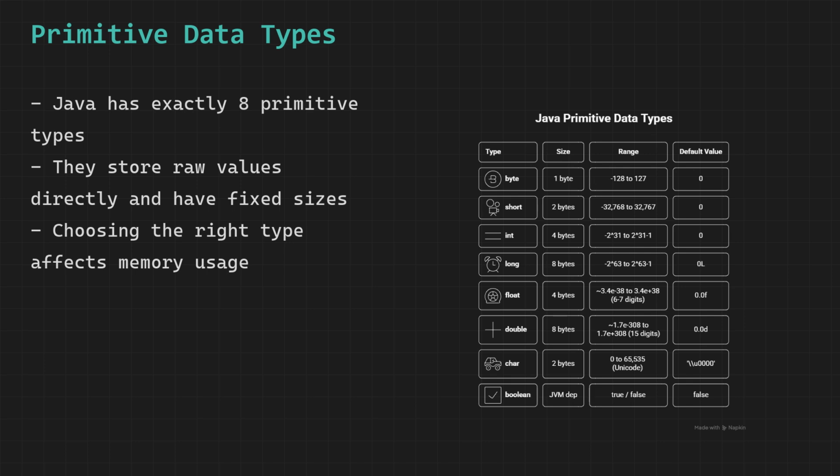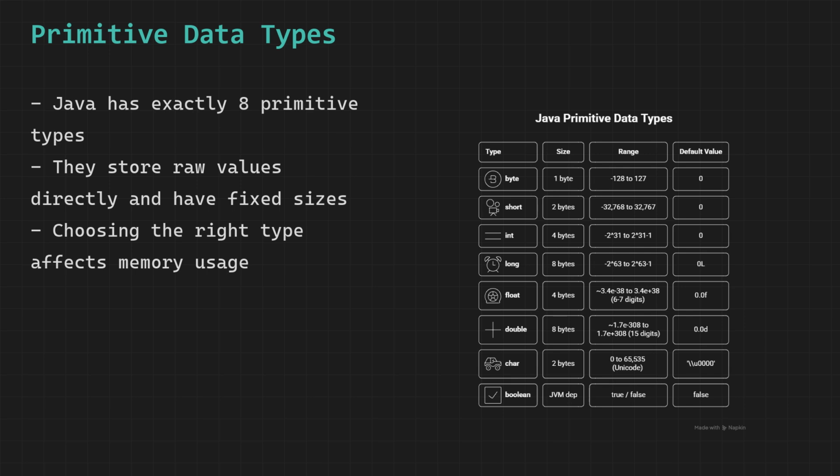Looking at the diagram table, the types are organized in rows with their size, range, and default value clearly laid out. Starting from the integer group, byte is the smallest at just 1 byte, 8 bits, storing values from -128 to 127, useful for saving memory in large arrays. Short is 2 bytes. Int is 4 bytes and the most commonly used integer type in Java. When you write the number 42, Java treats it as an int by default.